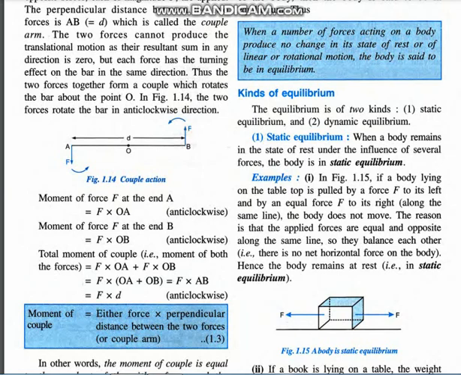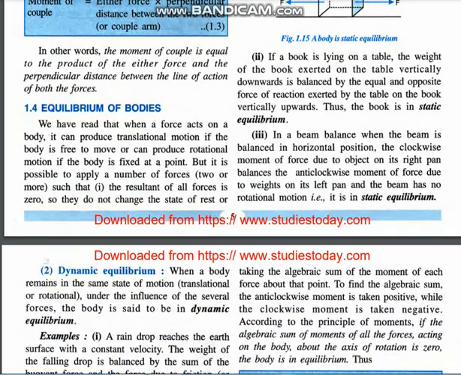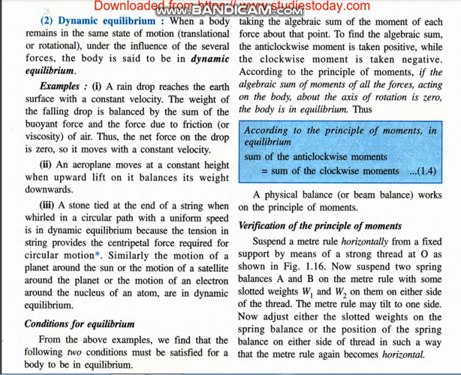You just have to remember this definition. A body remains in a state of rest under the influence of several forces. This is known as static equilibrium. Then on the next page we have dynamic equilibrium: when a body remains in the same state of motion, rotation or translation, under the influence of several forces, this is said to be dynamic equilibrium.